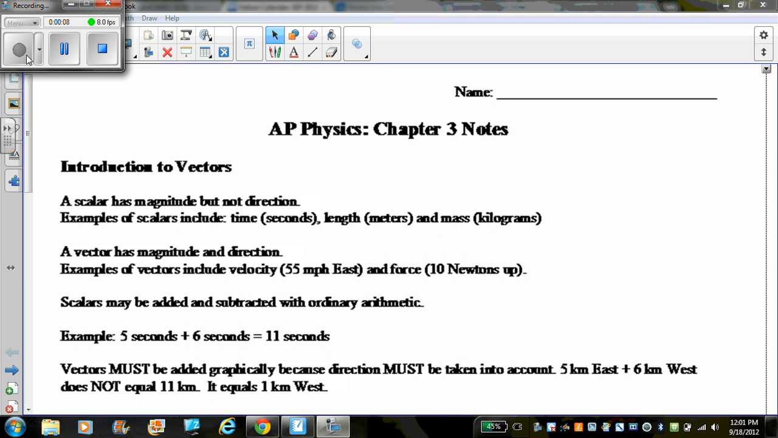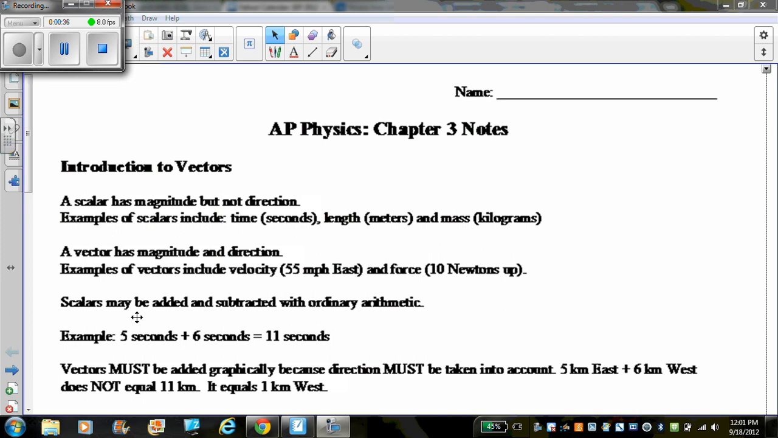Introduction to Vectors. A scalar has magnitude but not direction. Examples of scalars include time, length, and mass. A vector is a quantity with magnitude and direction. Examples of vectors include velocity, for example, 55 miles per hour to the east, and force, 10 newtons up. Notice that both of these quantities have direction.